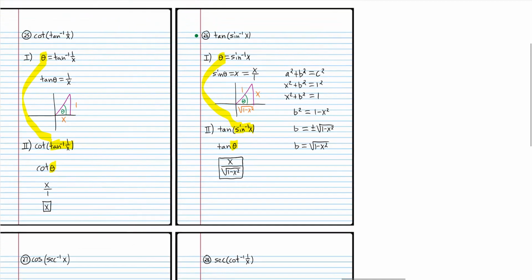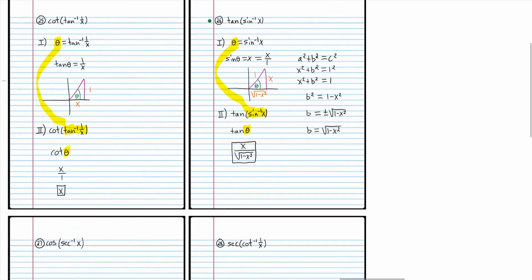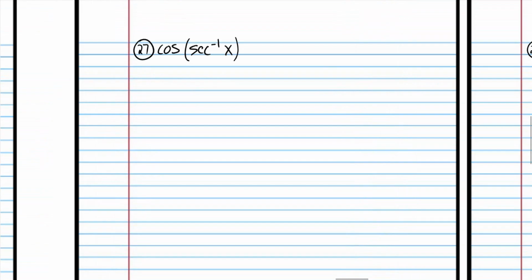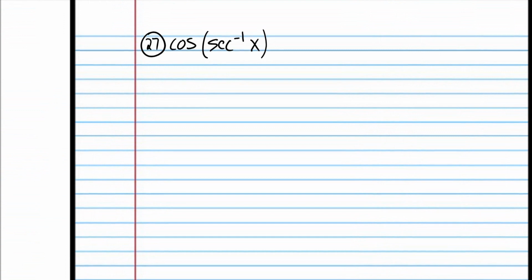So if you got that right, excellent. Go ahead and try number 27. Remember, you're going to set secant inverse of x equal to theta and translate and draw the triangle. When you come back, we'll do it together.